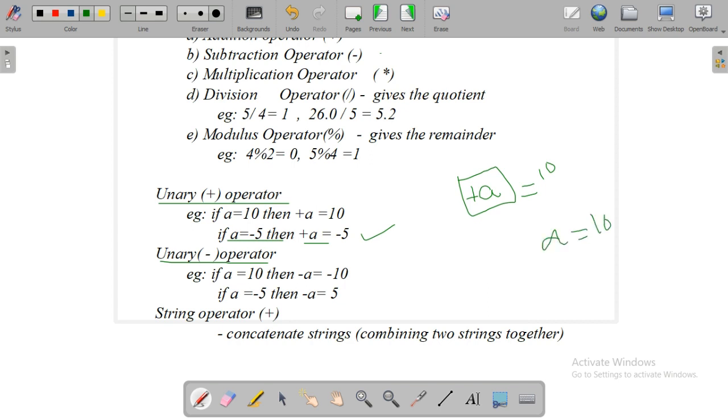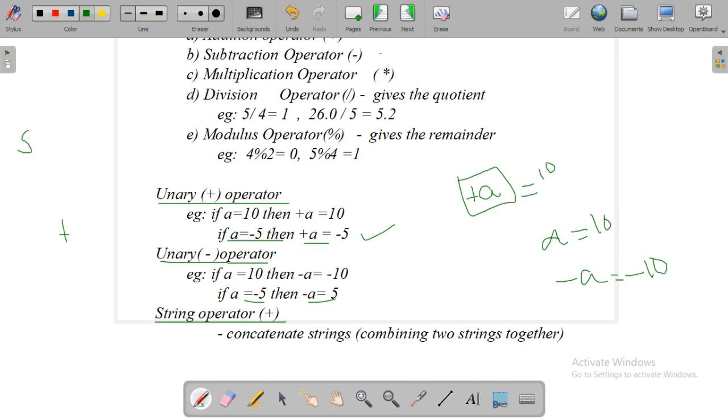If A equal to minus 5, what is the value? Plus A equal to minus 5. In the case of the minus unary operator, if A equal to 10, what is the minus value of A? Minus A is minus 10. Yes, the same. And how will the value change if A is negative? It becomes plus. If A equal to minus 5, then minus A equal to 5.